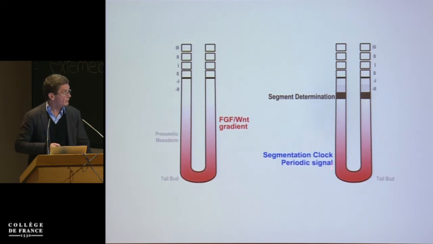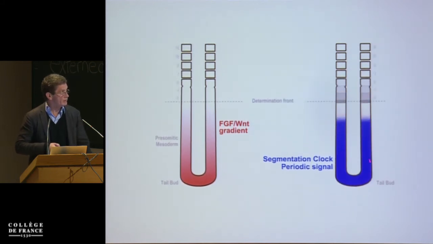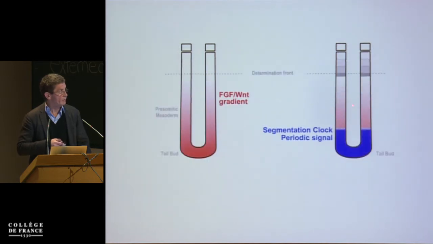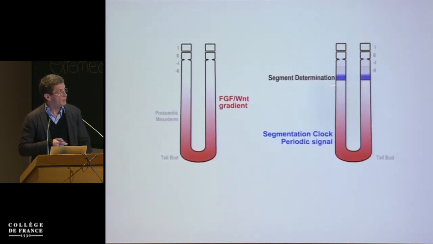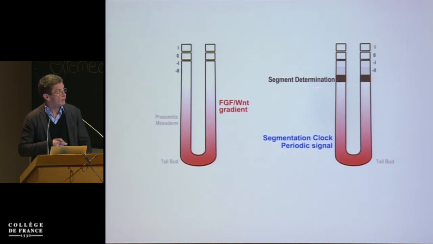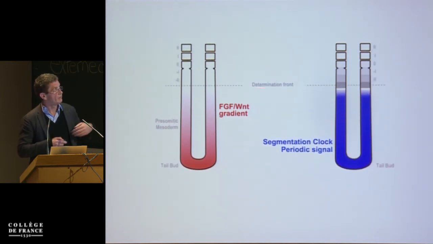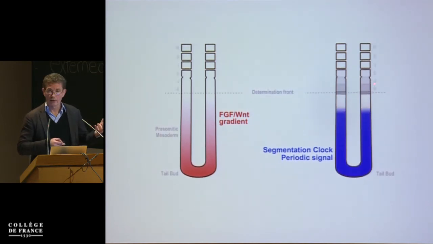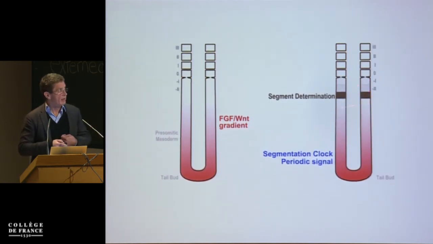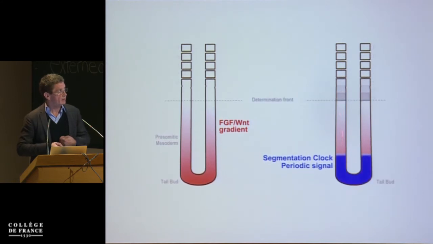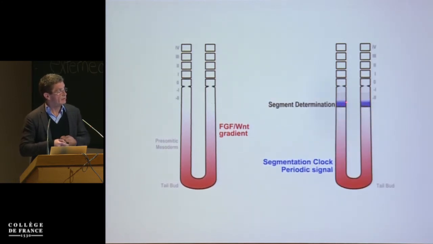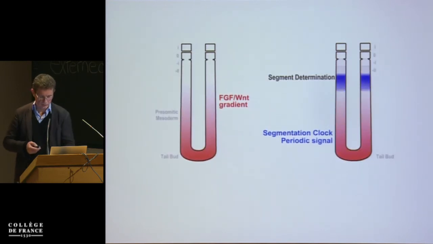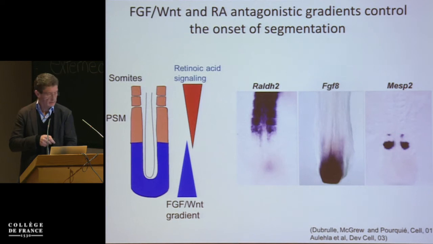And so what we have is the clock, which delivers these traveling waves of signaling across the entire presomitic mesoderm, but only the cells that pass the determination front or the threshold, which is defined by this system of gradients, only these cells become competent to respond to the clock signal. And when they get hit by the clock signal, as you see here, then they activate the expression of specific genes, such as the gene, for instance, Mesp2 that you see here.